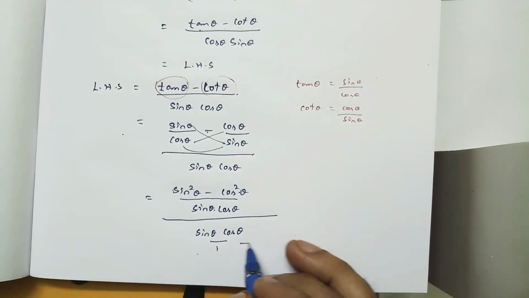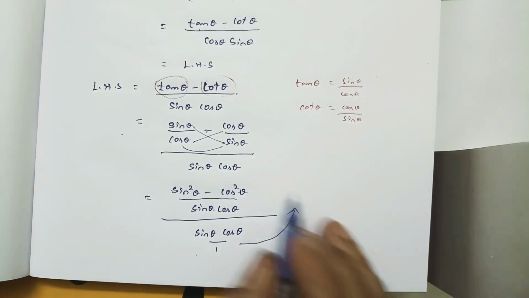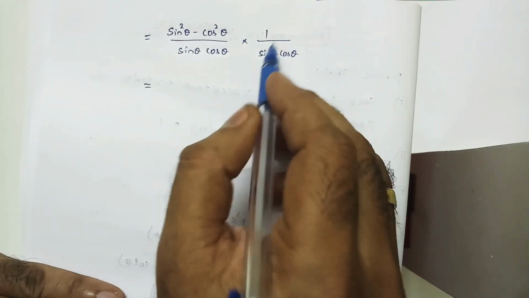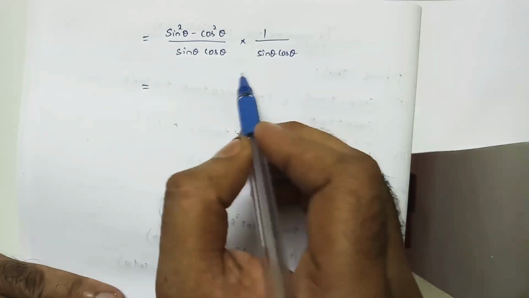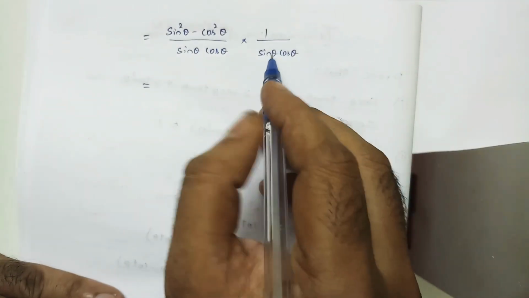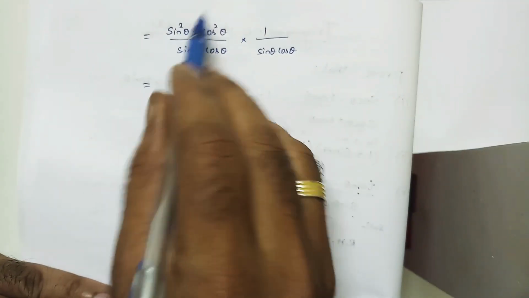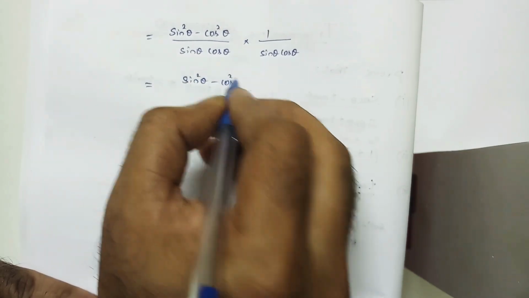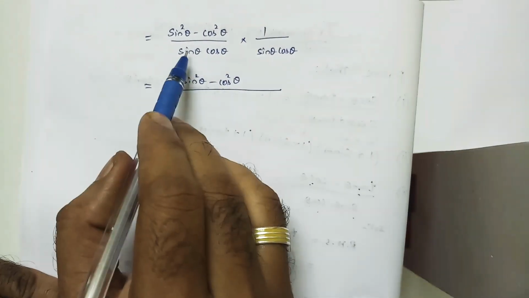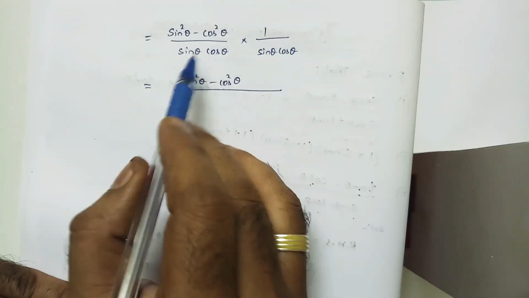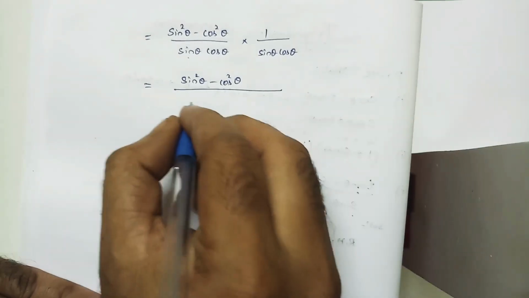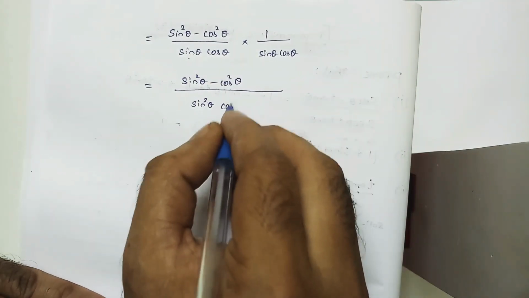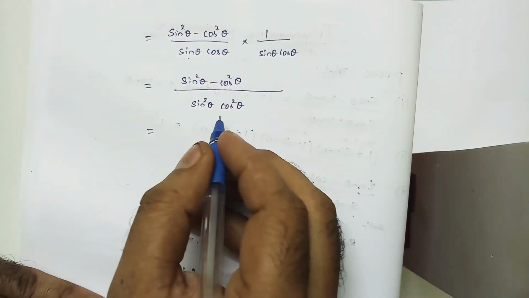So I am taking this denominator to the numerator, and it will become the reciprocal, right? So sin theta cos theta by 1 becomes 1 by sin theta cos theta. Just multiply: sin square theta minus cos square theta into 1, whole divided by sin theta cos theta into sin theta cos theta: sin theta into sin theta, sin square theta, cos theta into cos theta, cos square theta, so sin square theta into cos square theta.